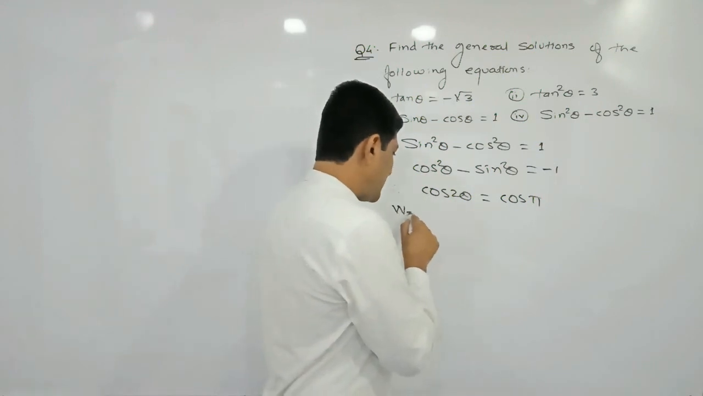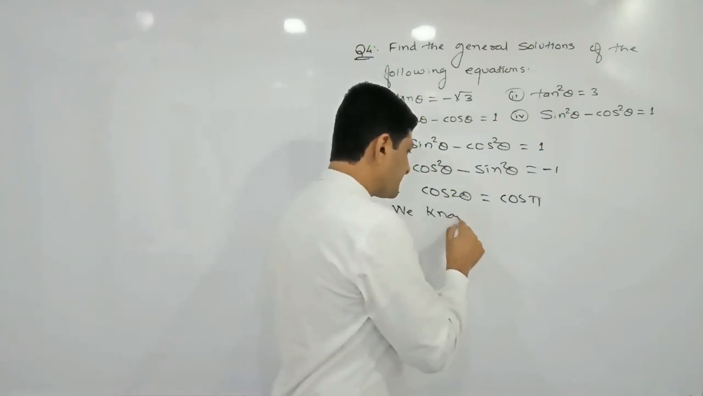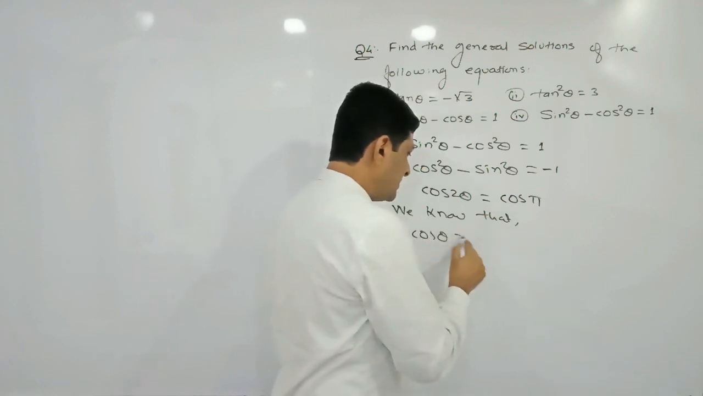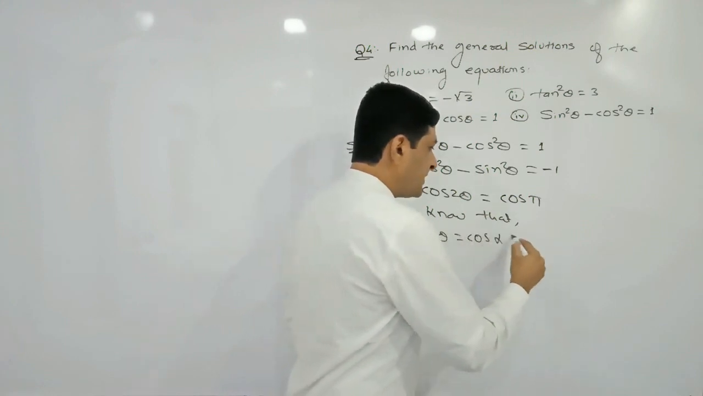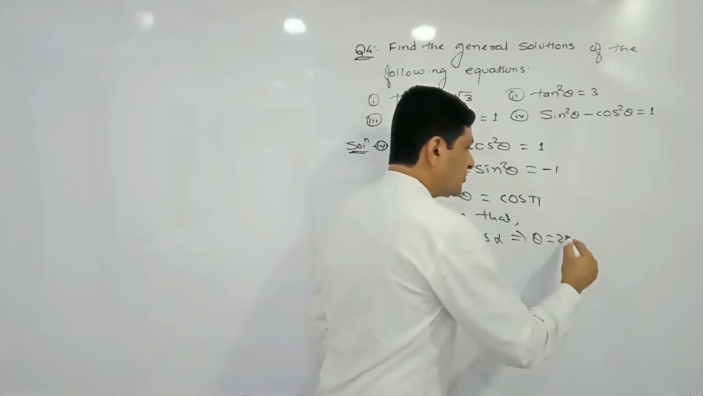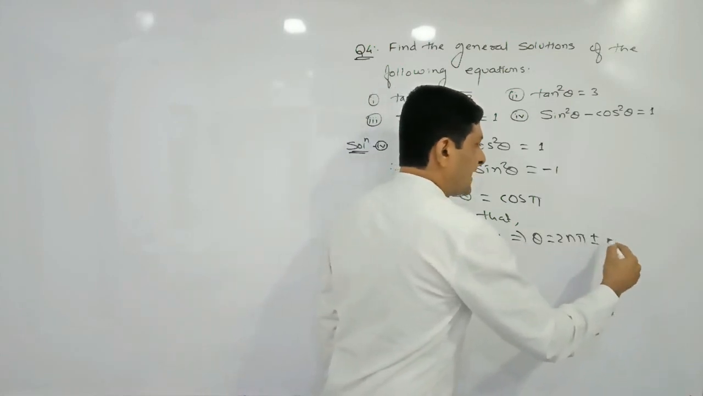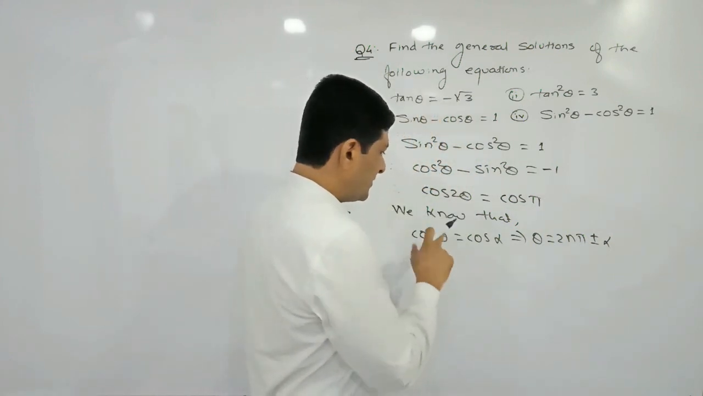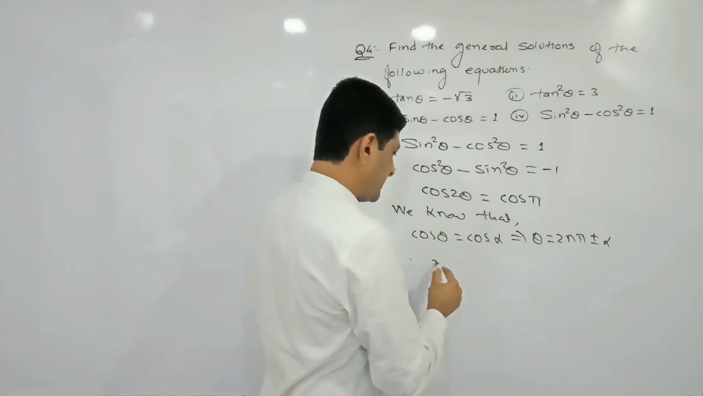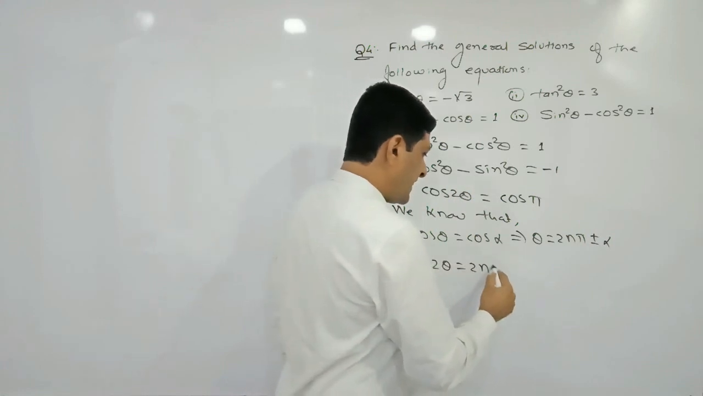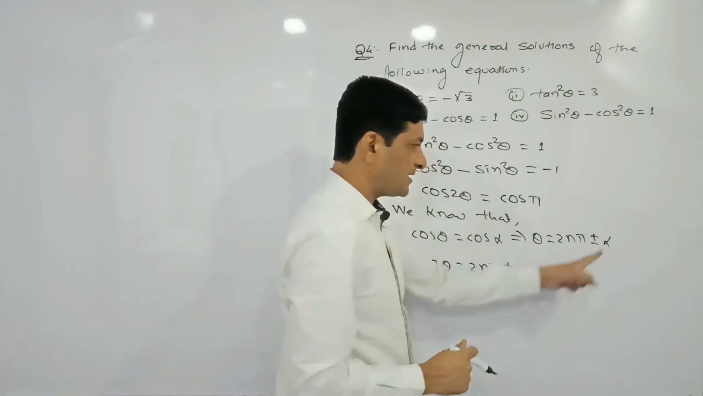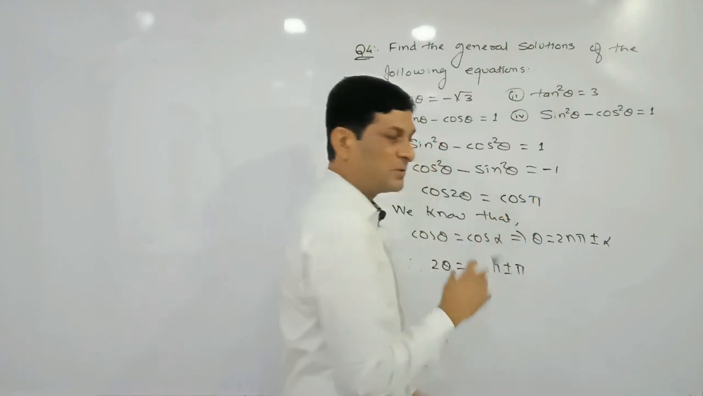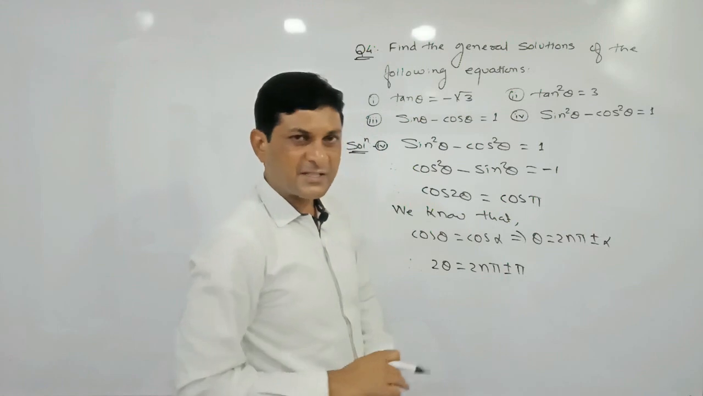So write down that formula. We know that cos theta is equal to cos alpha implies that theta is equal to 2n pi plus or minus alpha. So according to this formula, let us see what we'll get here. What is the value of theta here? 2 theta is equal to 2n pi, keep it as it is, plus or minus alpha. What is the value of alpha here? Pi. We have just substituted the values. Now the remaining part is the simplification part.